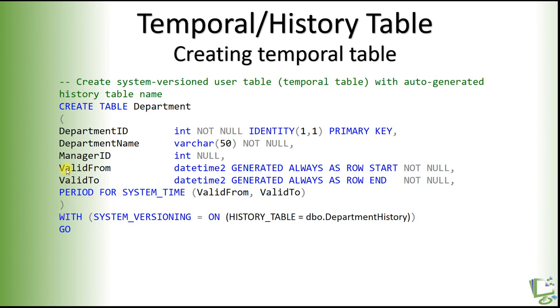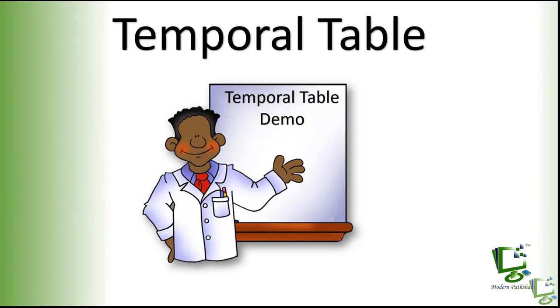And finally we have to define SYSTEM_VERSIONING ON. This will turn on the versioning immediately on the table, and we can also pass the history table name. If we do not supply the history table name, then SQL Server will automatically assign a random name for the history table. So let's see in a demo how to work with a temporal table.